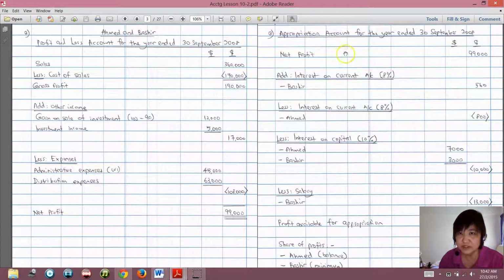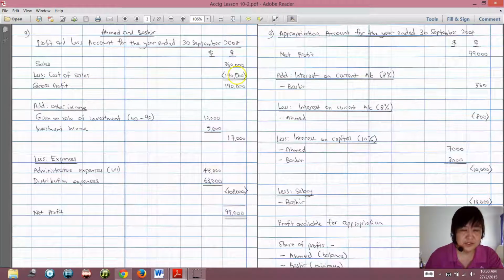Okay, this one, appropriation account. This is the profit and loss account, then you arrive at net profit. Then you come to this appropriation account. What is an appropriation account? An appropriation account is how you share the profit, how you allocate the profit to the partners. Now you see this one, profit and loss account.